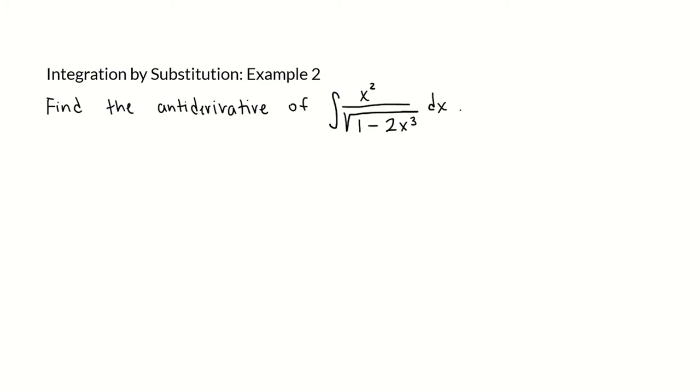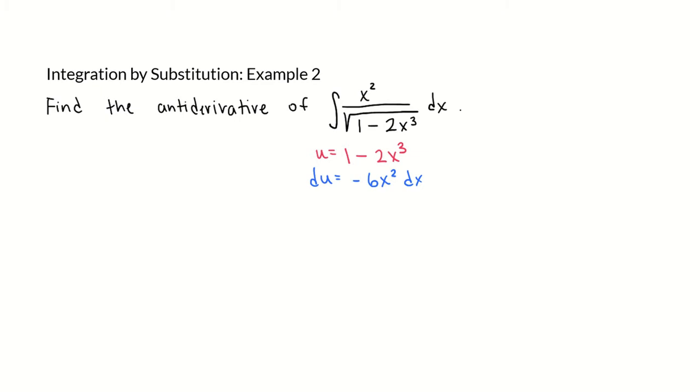So in the substitution, I'm going to let u be what's under the square root. So u equals 1 minus 2x to the third. Then from that u, du is the derivative of that, which would be negative 6x squared dx.